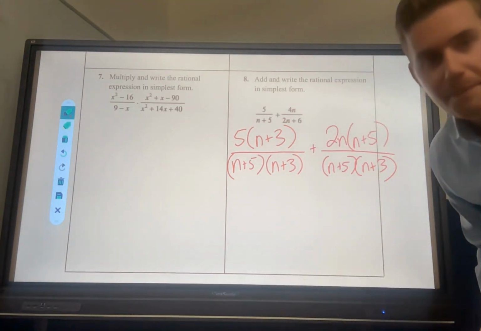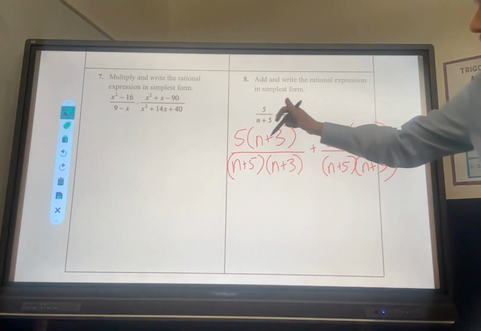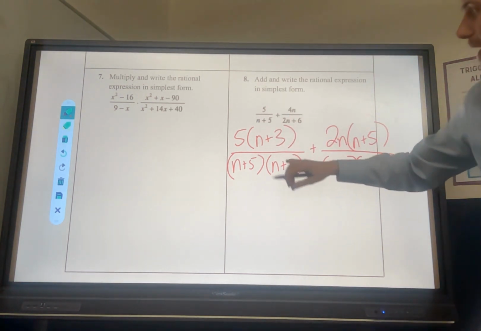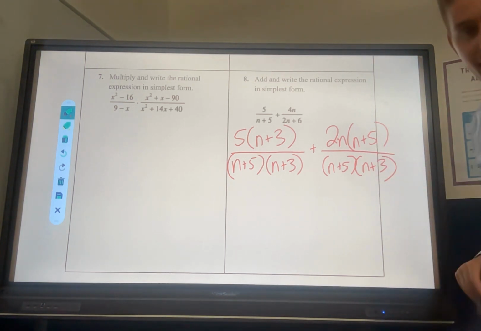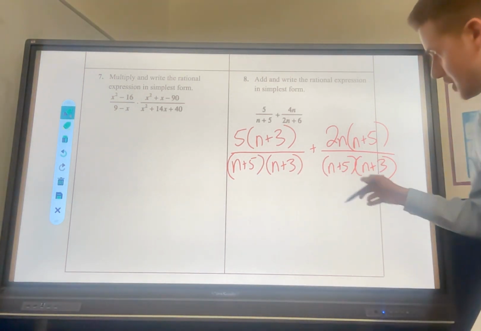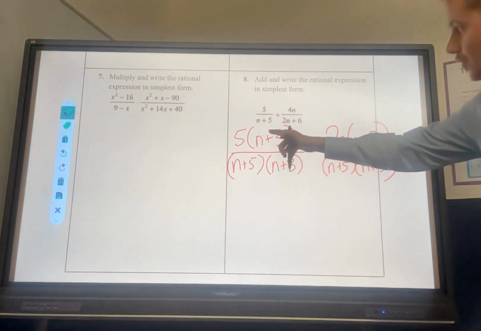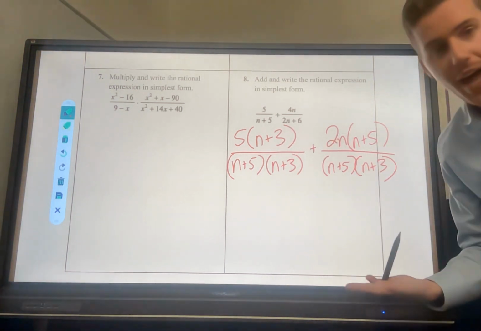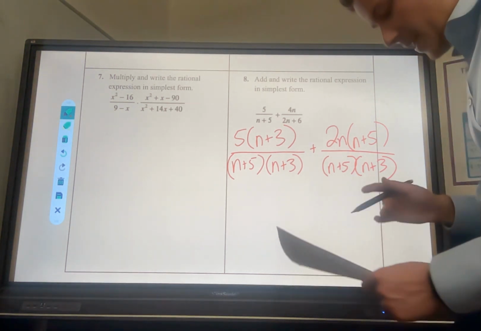Whew. Wow, okay. That was a lot of work. So all I did was multiply my fraction on the left by n plus 3. So that's why I see n plus 3 there. And on the right by n plus 5. And so now we have a common denominator. Our denominators are the same. And so we can simply add across the top here. And if we add across the top, let's write what we get. So I'll write that just below.